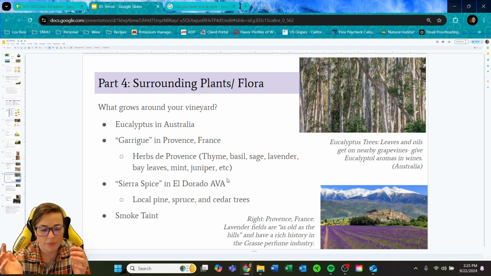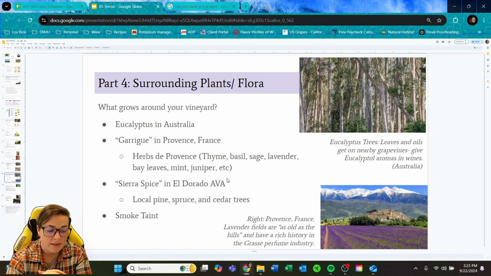Part 4, surrounding plants and flora. So what grows in your vineyard, right? And anything that grows in your vineyard is going to have an effect on your wine. So a really good example of this is eucalyptus in Australia. We talked about the eucalyptol oils and aromatics that can be found in the wines.